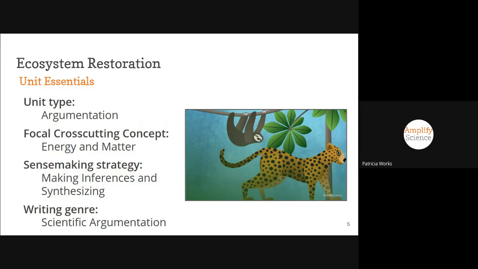The focal cross-cutting concept emphasized in the ecosystem restoration unit is energy and matter. In their role as ecologists, students gain an understanding of the necessary and limiting role that energy and matter flows play in a system. As students investigate a failing ecosystem, they develop an understanding of plants and animals' need for matter in the form of food molecules.